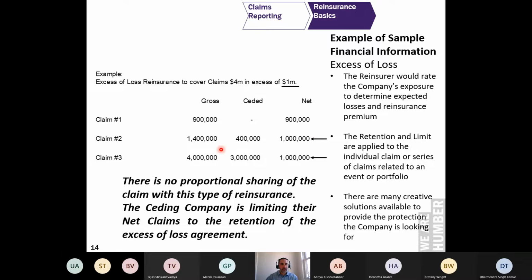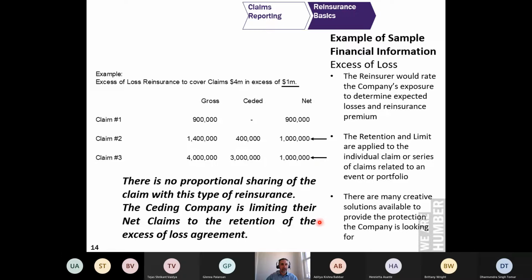Claim number 3 is a $4 million claim. We apply that same logic that anything over 1 million, we're allowed to recover. So if we take 4 million less the 1 million we keep, we're allowed to recover 3 million from the reinsurer. So that means our net is 4 less 3, net of 1.